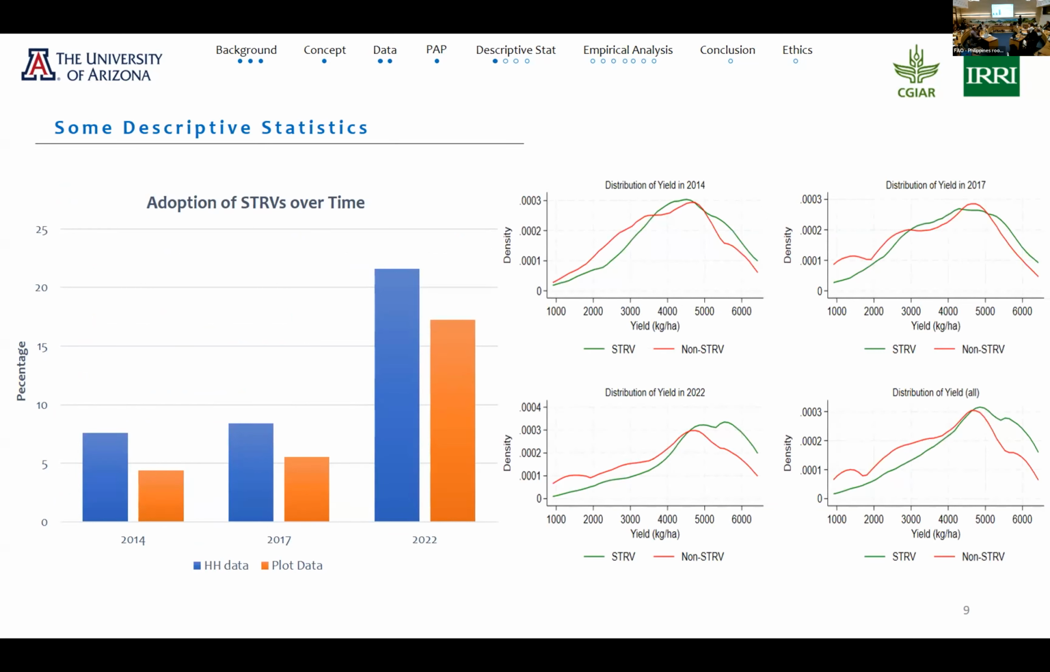When you look at the adoption over time here, the blue bars are the household-level adoption, and the orange ones are the plot-level adoption of STRV. You can see that it has been growing over time for the three periods. Also, when you look at the distribution of yield for each of those, the data that we have throughout all these surveys show that STRV on average has a higher yield than non-STRV.